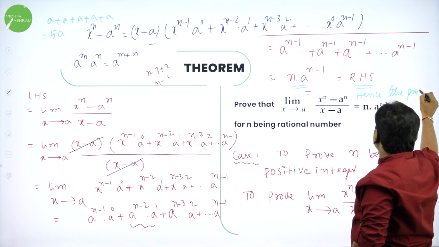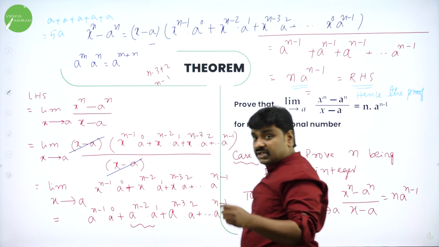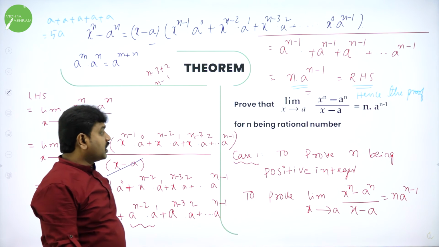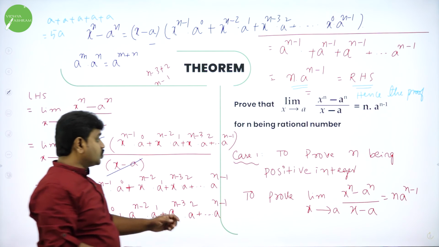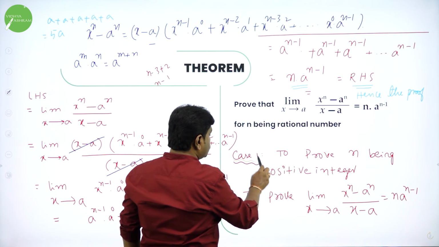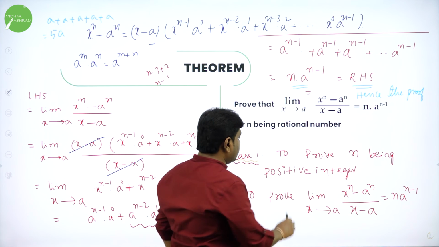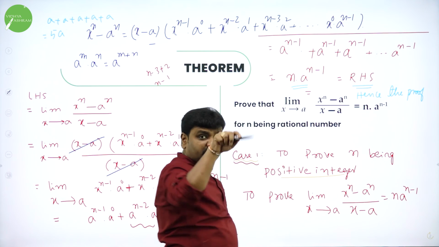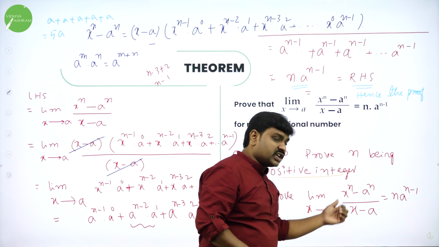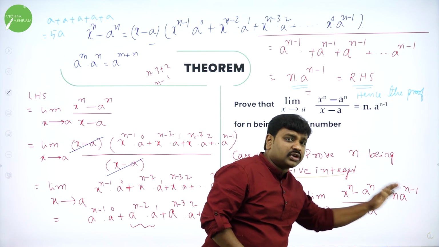I hope all of you understood. So let me summarize this. We need to prove for positive integer, case 1. So first I am discussing case 1. What is case 1? To prove for n being a positive integer. And what we need to prove? We need to prove limit x tends to a, x power n minus a power n by x minus a is n into a power n minus 1.